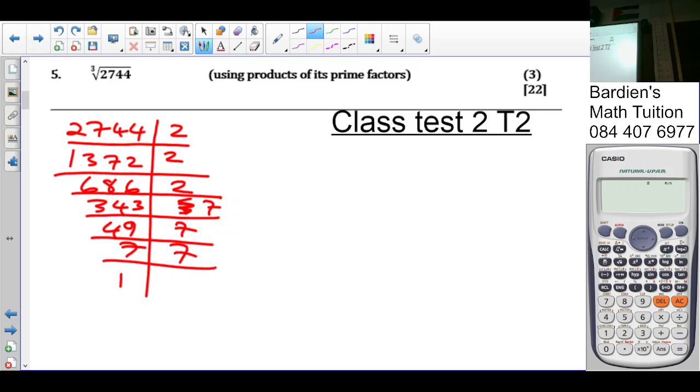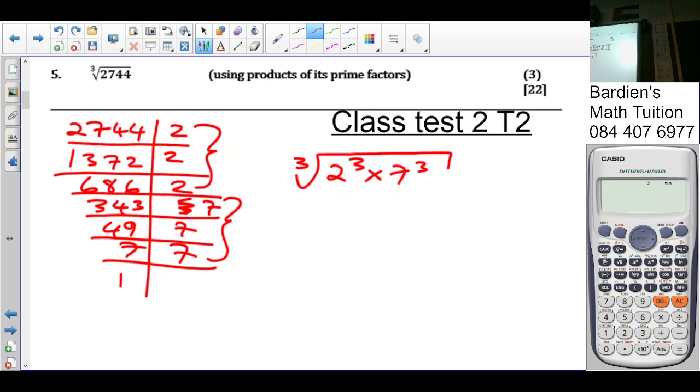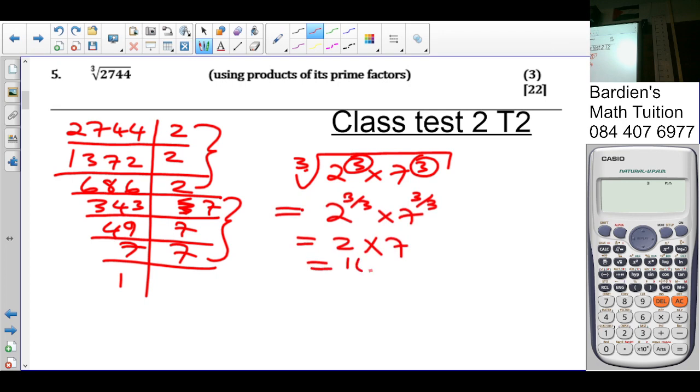So, the cube root of 2744 can be written as 2, there's 3 2's, times 3 sevens. Not so? So this here can be written as 2 to the 3, cube root, times 7 to the 3, cube root. So it's 2 times 7, the cube root of 3 is 1. Gives you an answer.